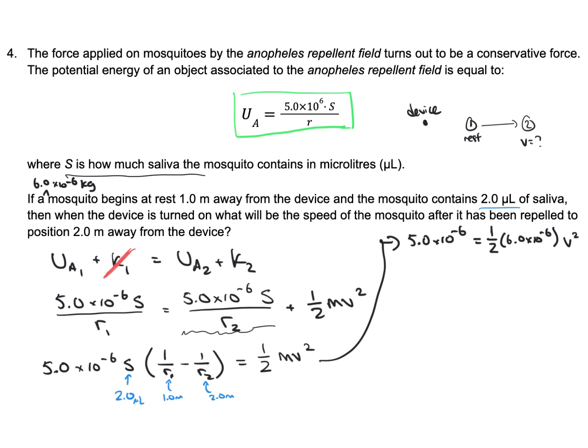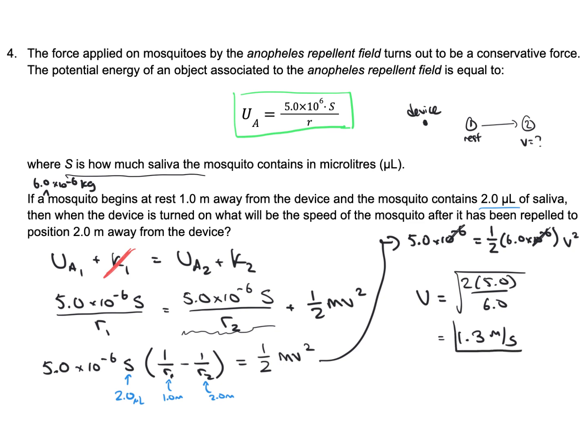Okay, so we rearrange things. Square root is involved, so I'm just going to, well, the 10 to the negative 6s cancel out. So it's really just going to be 2 times 5 divided by 6, square rooted. Okay, that gives me 1.3 meters per second.